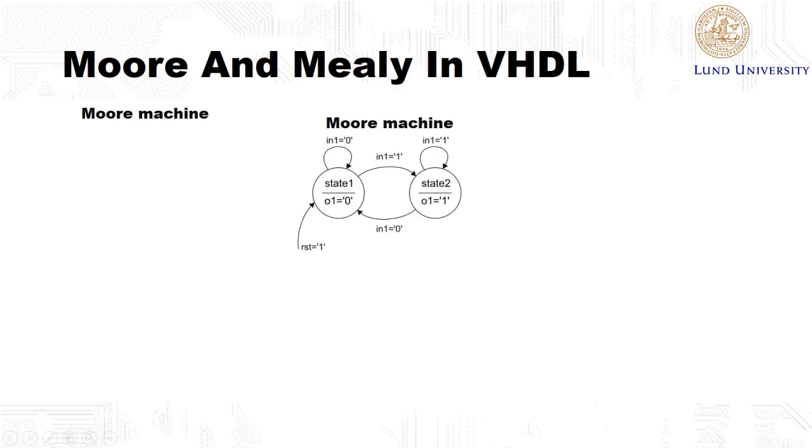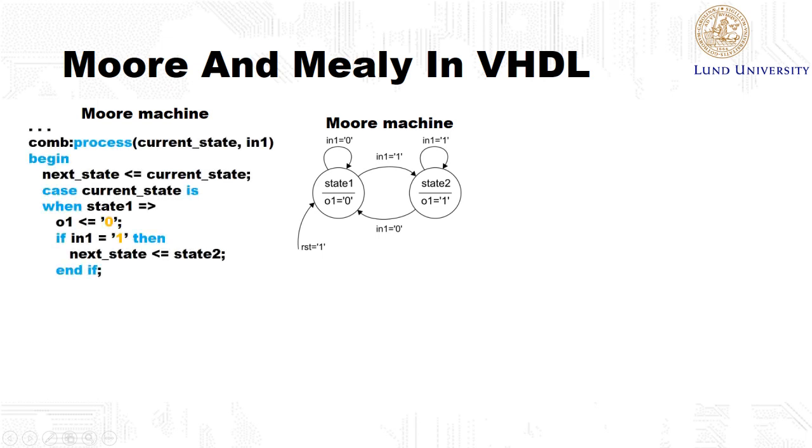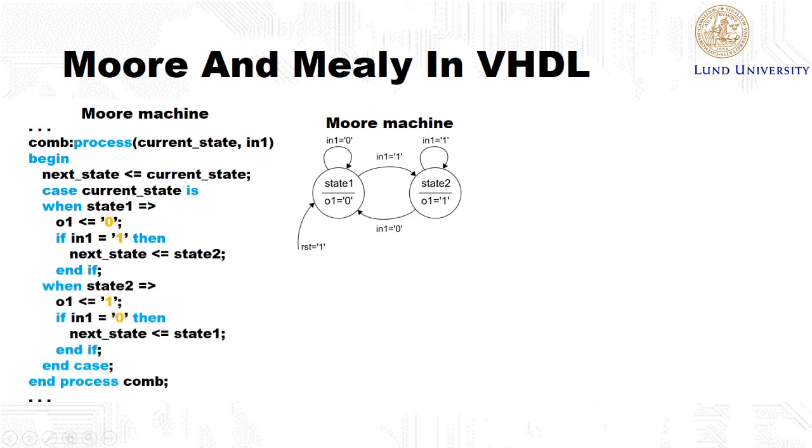So whether we get a Moore or a Mealy machine depends on how we describe the generation of the output signal. As we saw in the previous example, we had a Moore machine, and here the output only depends on which state we are in. So if we are in state 1, the output O1 is equal to 0, and when we are in state 2, the output O1 is equal to 1.